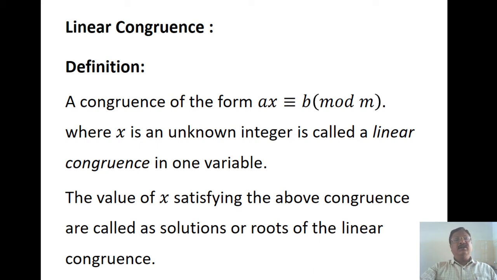Now let us look at the definition of linear congruence. A congruence of the form ax congruent to b mod m, where x is an unknown integer, is called a linear congruence in one variable, because here we are having only one variable x. The values of x satisfying the above congruence are called solutions or roots of the linear congruence.